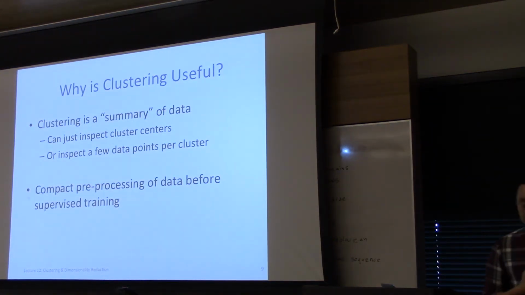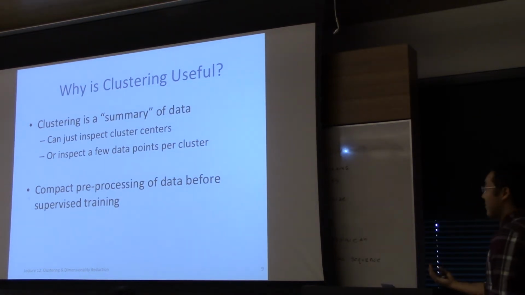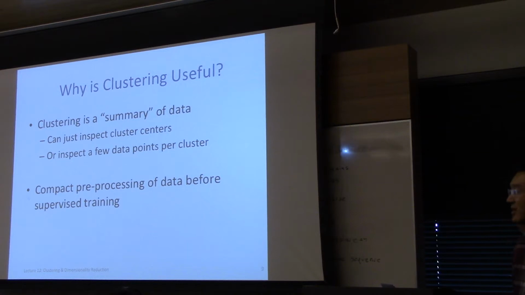Another reason why clustering might be useful is that it gives you a compact pre-processing of data before you use it for supervised training, right? If we can somehow reduce the dimensionality of data into just the dimensionality of the number of clusters, then we could take something that's really high dimensional, like maybe 1,000 dimensional, and if there's only 5 clusters of data points, we could reduce it down to a 5-dimensional representation, right? Assuming, of course, that the clustering is the only data we would need in order to do supervised learning, and this would be a way of doing compact pre-processing.